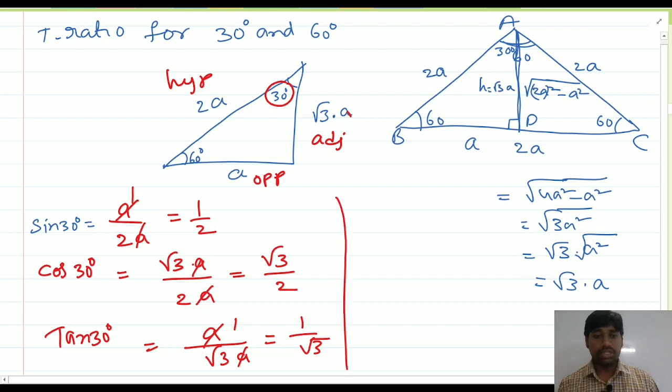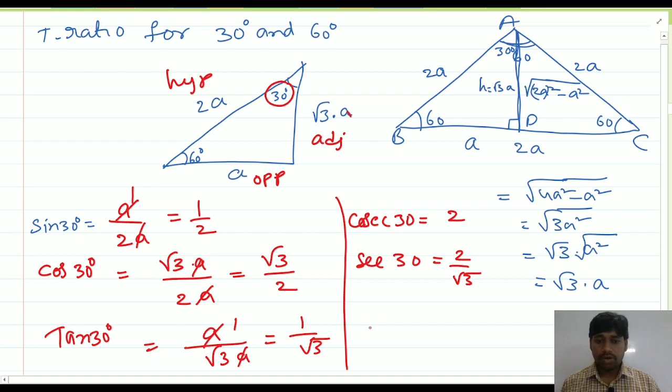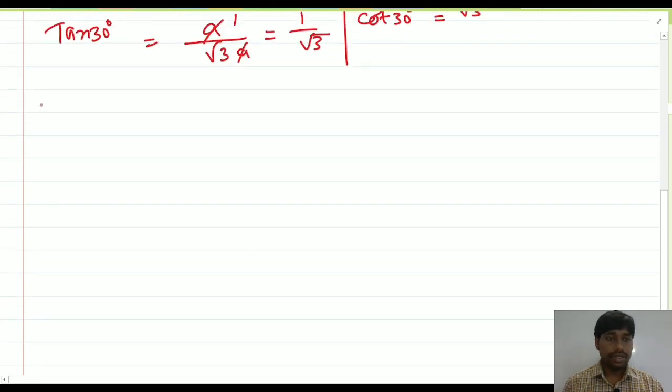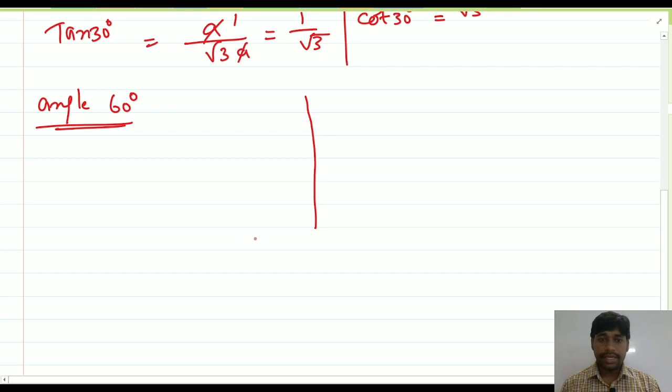If you take the reciprocal of this, then you will get the rest. What is that? Cosec 30 degrees is 2 by 1, which is 2. Sec 30 degrees, root 3 by 2, reverse it, 2 by root 3 we will get. Next cot 30, if you reverse it, is root 3 by 1, which is root 3. Next we will draw for the angle 60 degrees. We will write it now. So we will extract the triangle.